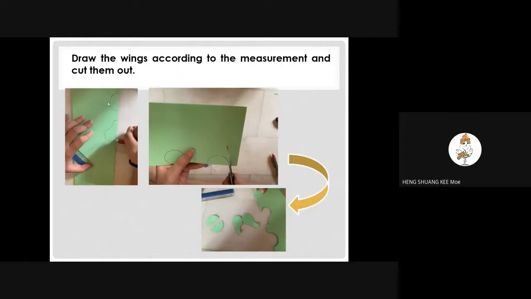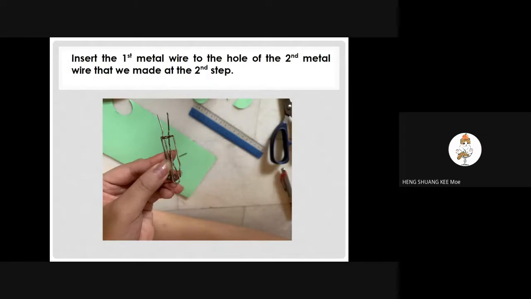This is how I draw the wings for them. Okay, it will look like this after cutting it out. Then I will insert the first metal to the hole of the second metal wire that we made at the second step. Like just now I said, I made the first model like this and I cut it off.